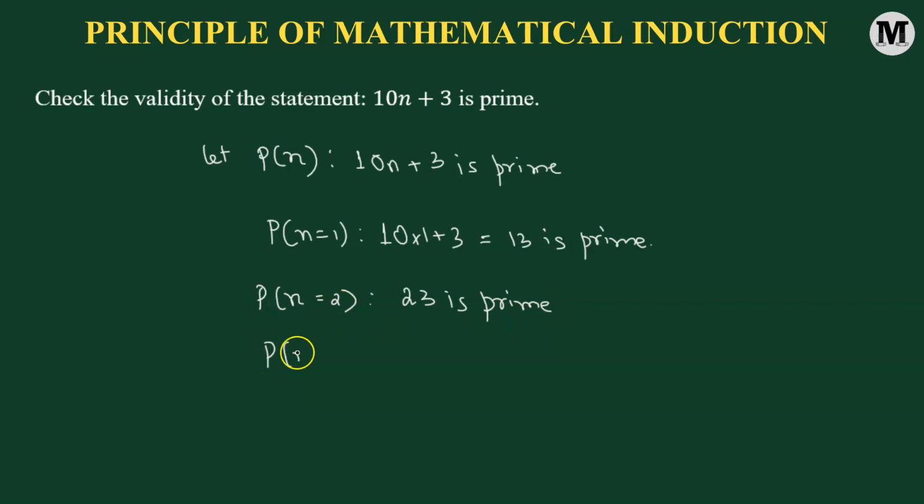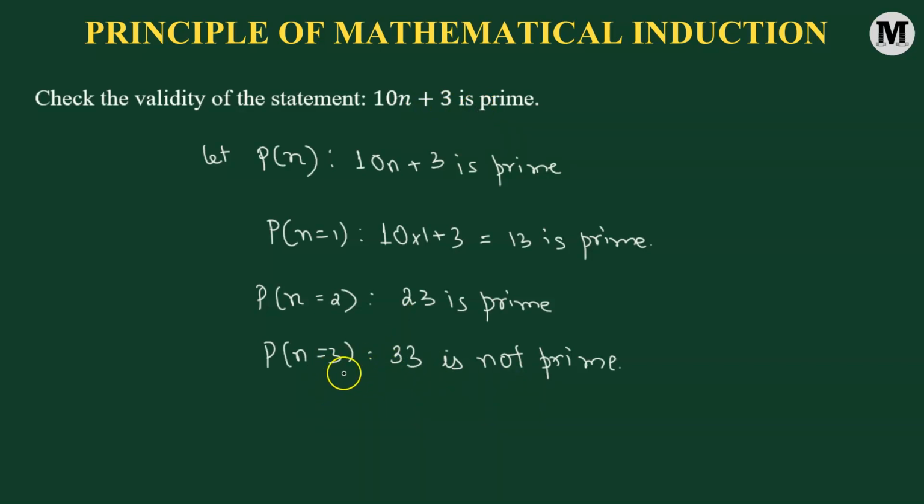However, if we now choose n equal to 3, then we have 10 times 3, that's 30. 30 added to 3, that's going to be 33. Now 33 is not prime. Since 33 is not prime, that means our statement 10n plus 3 is prime is an invalid statement for n equal to 3.